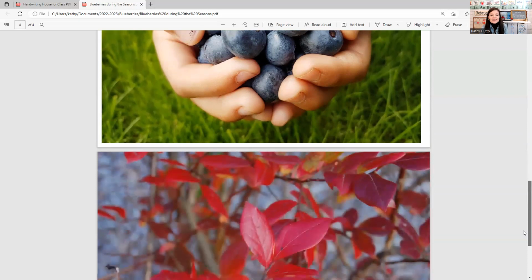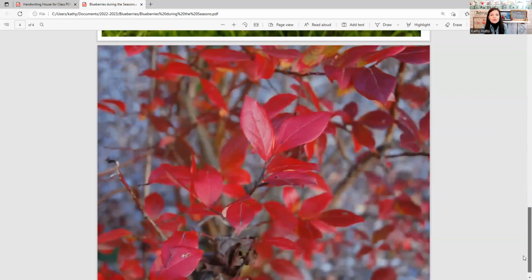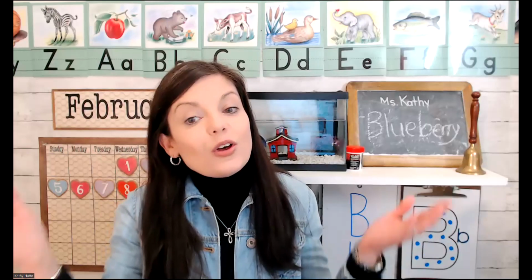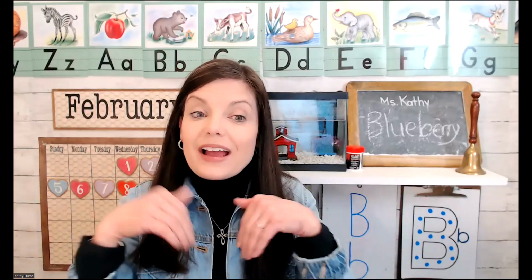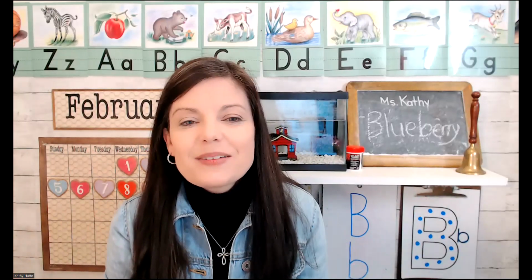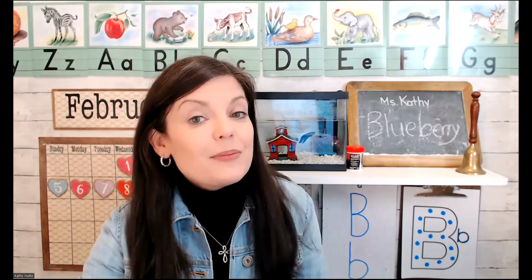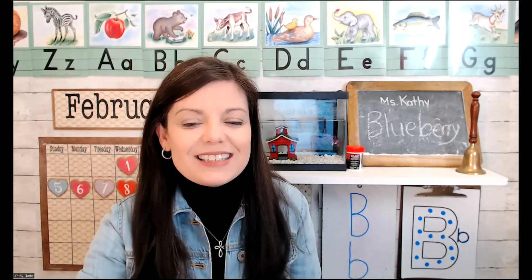The next season is fall, and when fall comes, the blueberry bush has beautiful, bright, colorful leaves. After fall, it starts all over again. Winter comes like right now, and the blueberry rests. Well, we're going to go over to the art table and we are going to make blueberry pie. So let's go.